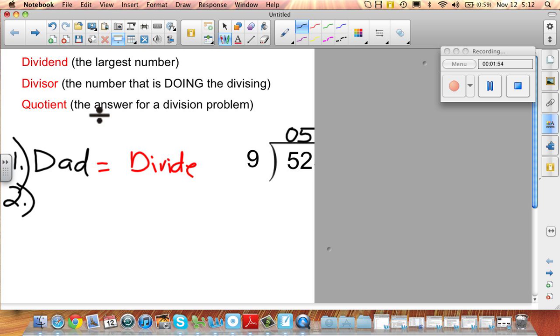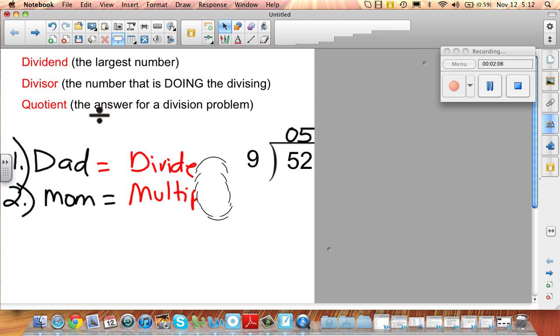So now I'm at step number 2, mom. We're always going to use the family that lives in that house. And mom is the multiply step. So that's when I say multiply. 9 times 5 is 45.